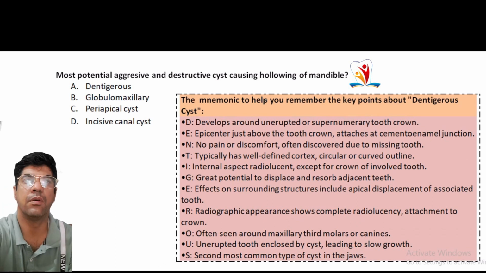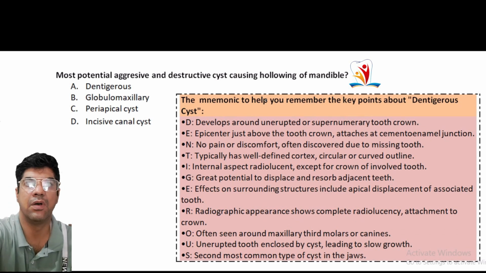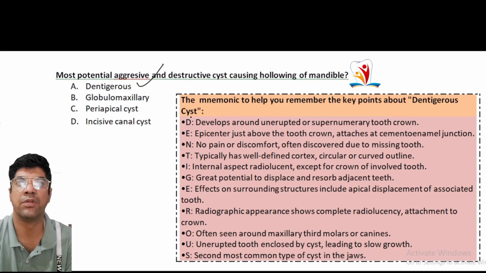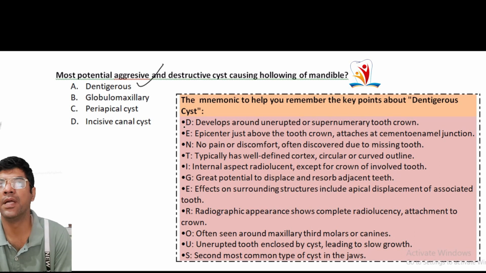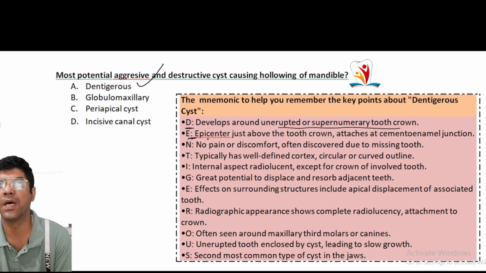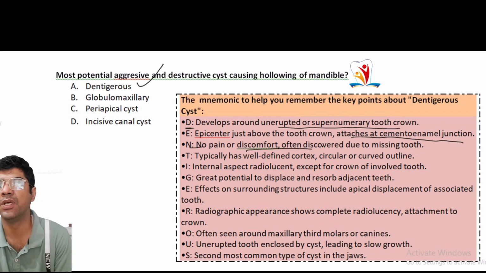Next question, the most potentially aggressive and destructive cyst that causes hollowing of the mandible. So the answer would be dentigerous cyst. The important mnemonic to remember for the dentigerous cyst is this. Number 1, it develops around unerupted or supernumerary crown teeth. The epicenter is just above the tooth crown and attached to its cemento-enamel junction. No pain or discomfort, often discovered due to missing teeth.